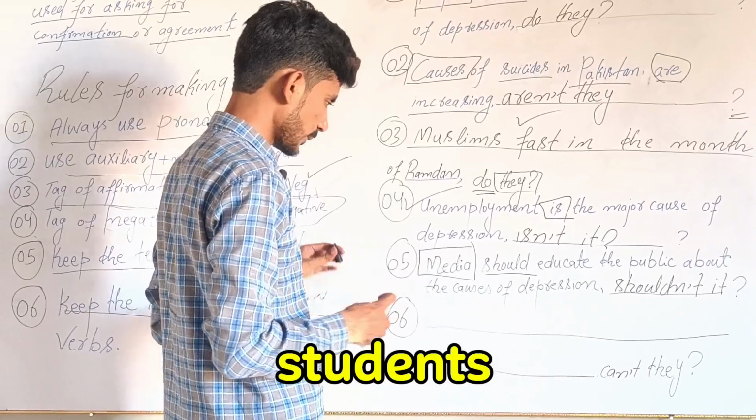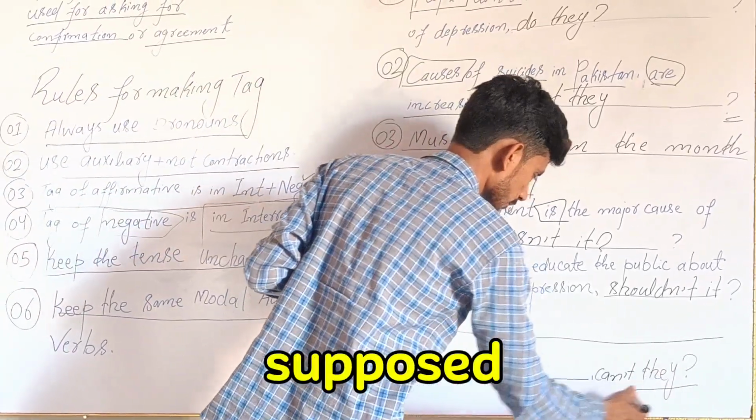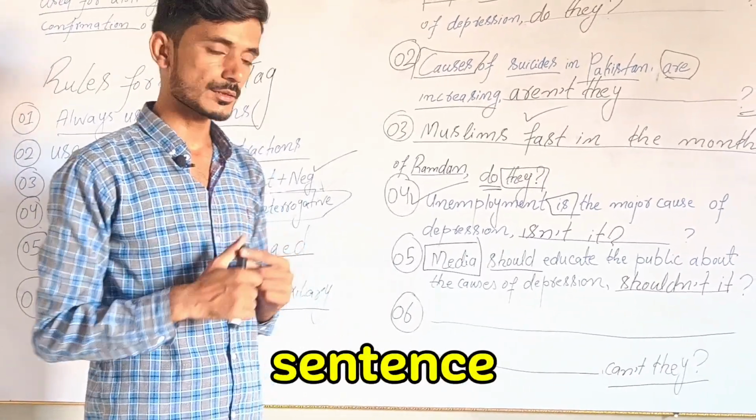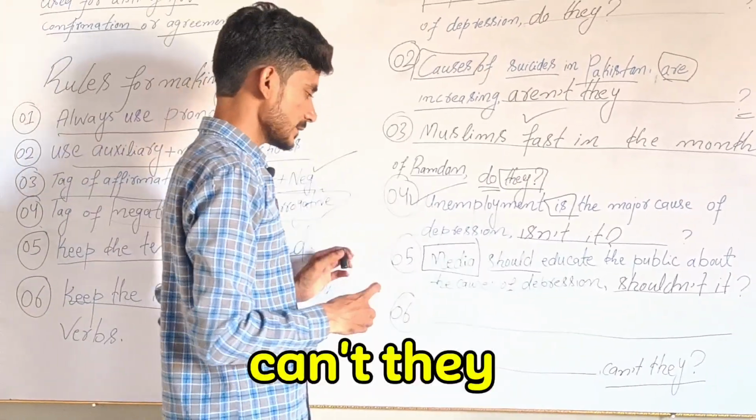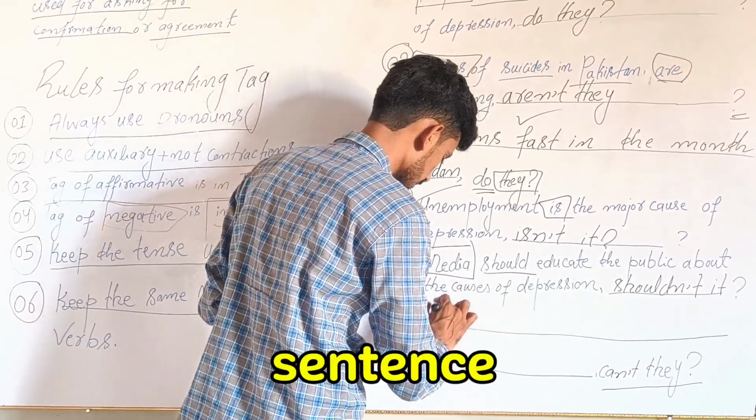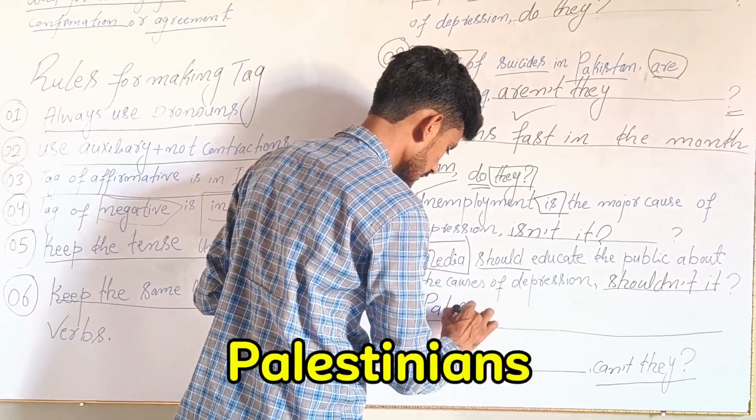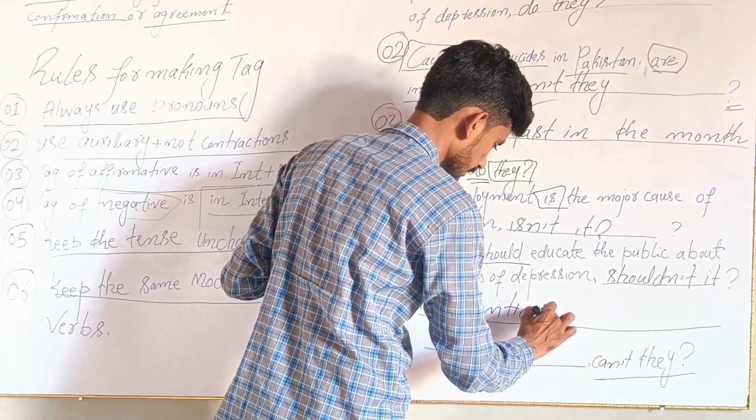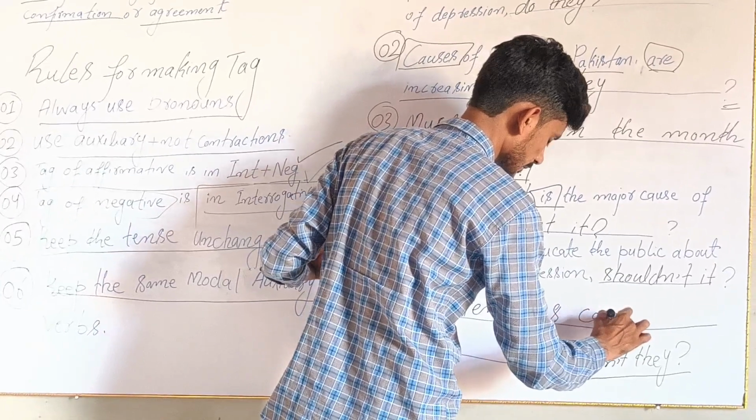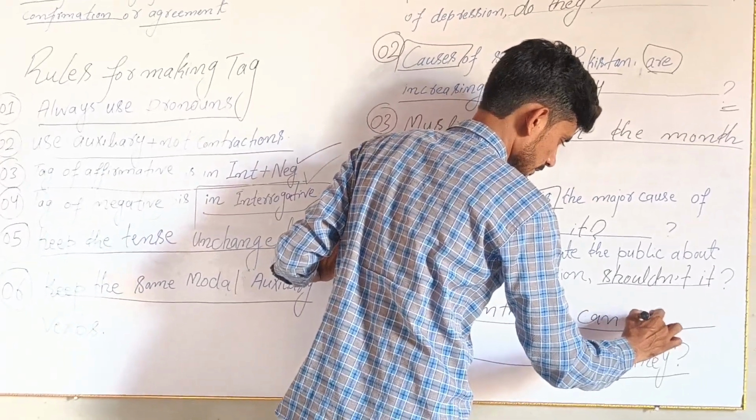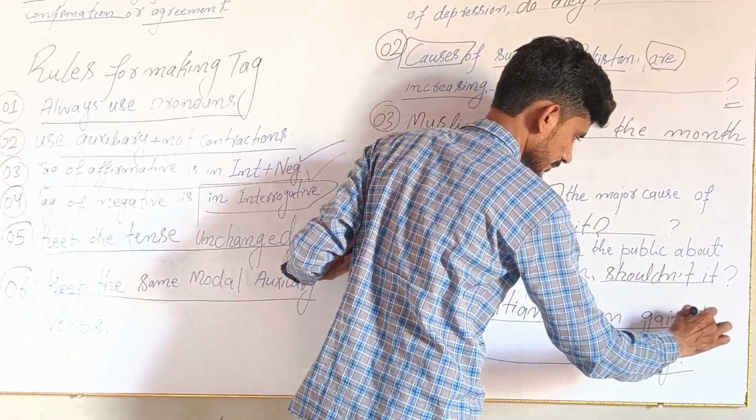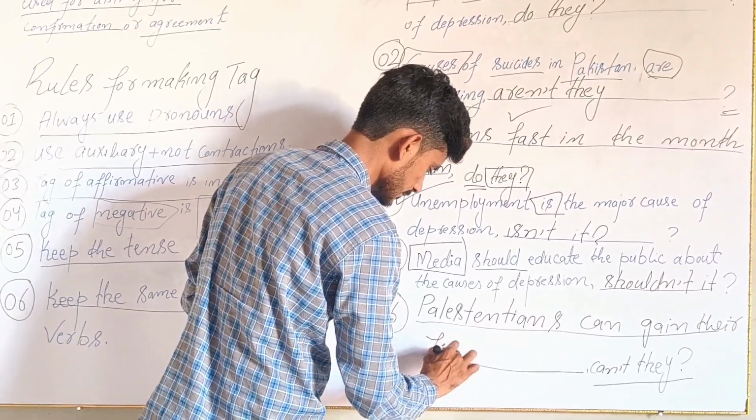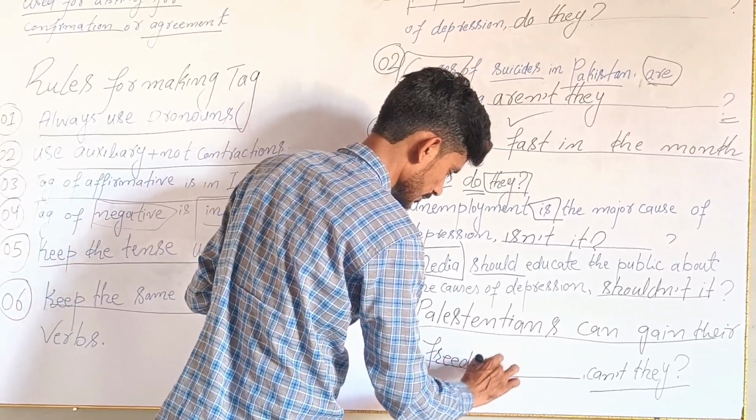Dear students, in the last sentence, can't they, we are supposed to make a sentence. In the last sentence we have to make the sentence. The tag is already given. Can't they. We are going to make a sentence. Palestinians can gain their freedom themselves.